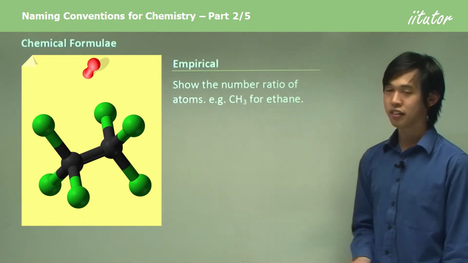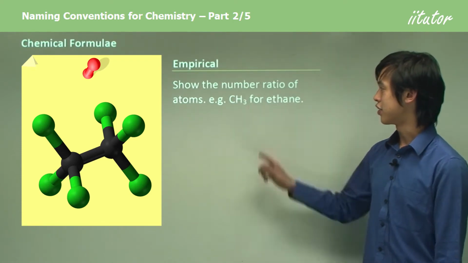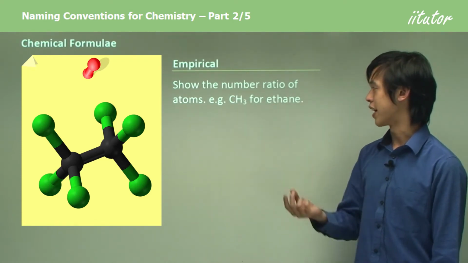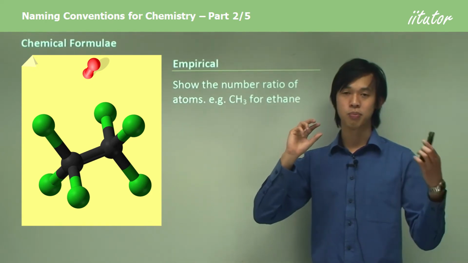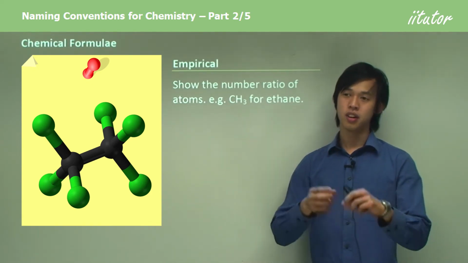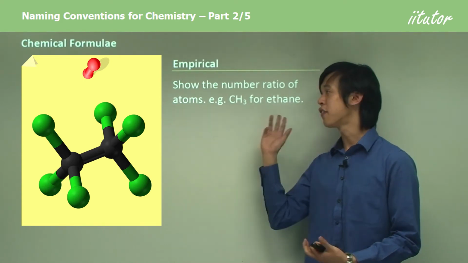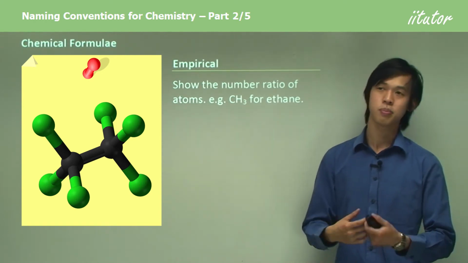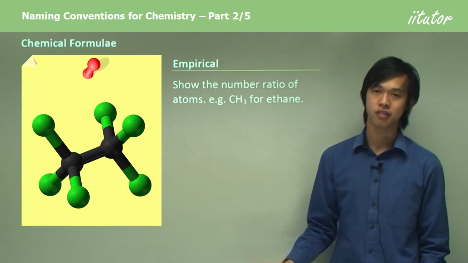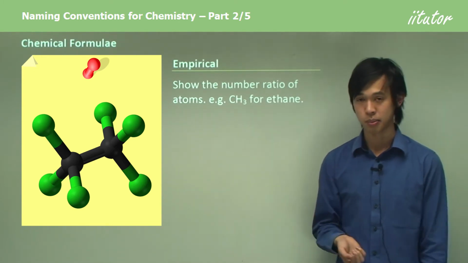Now the empirical formula is slightly different and slightly more confusing in that it shows the number ratio of atoms. What it does is it takes the smallest ratio of atoms, and that is your empirical formula. That's often used in very long polymers, like cellulose, because it would be impossible to write out every single number. So we just simplify it for analysis purposes.